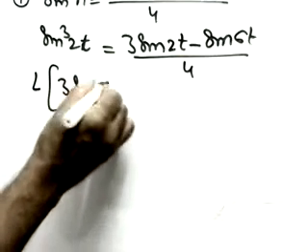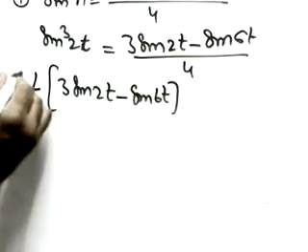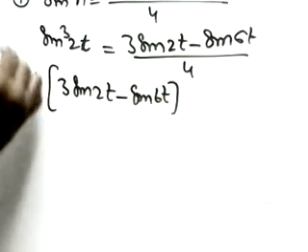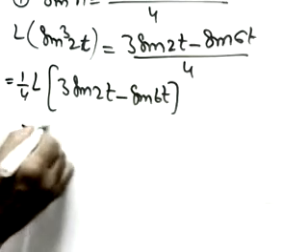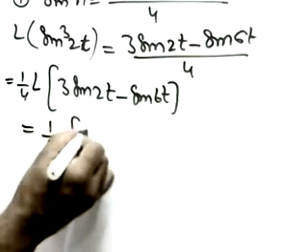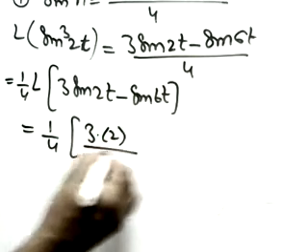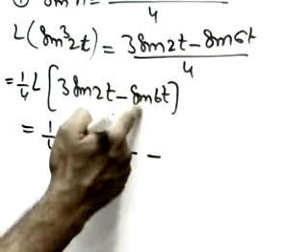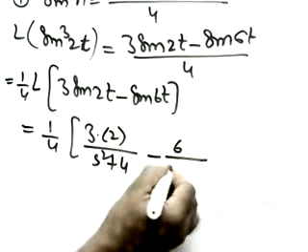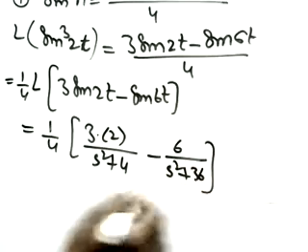Therefore, Laplace of (3 sin 2t minus sin 6t) divided by 4, you can write here. The Laplace of sin cube 2t will be this one. So it equals 1 by 4 into 3 as it is. Laplace of sin at formula is a by s square plus a square, so 2 by s square plus 4, minus Laplace of sin at is a by s square plus a square.